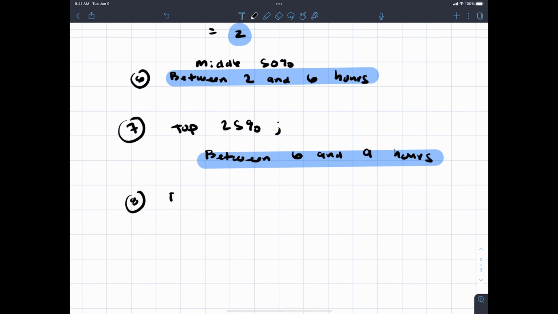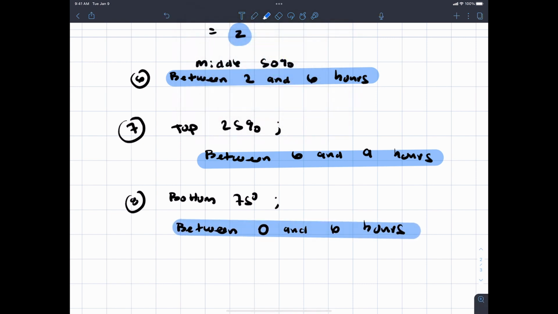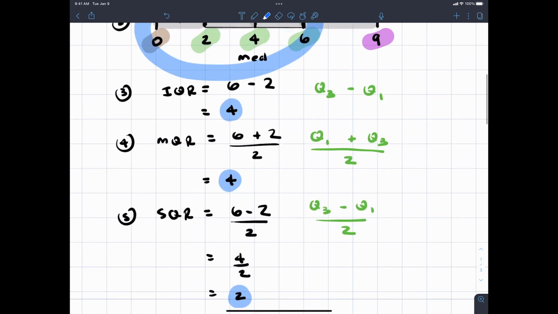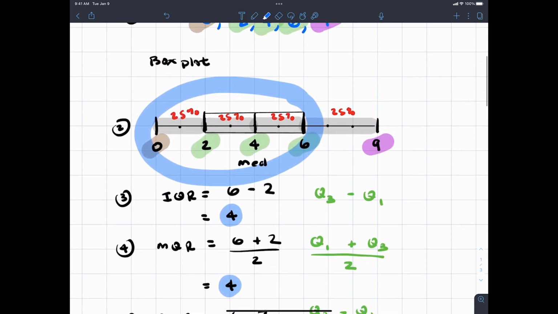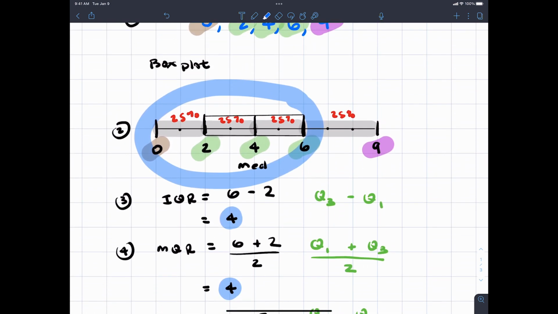So we're going to say here for the bottom 75%, it's between 0 and 6. Just how to read this. So here's my answers. Okay, for the bottom 75%. Because 25, 25, 25 gives you 75. That's to the left.